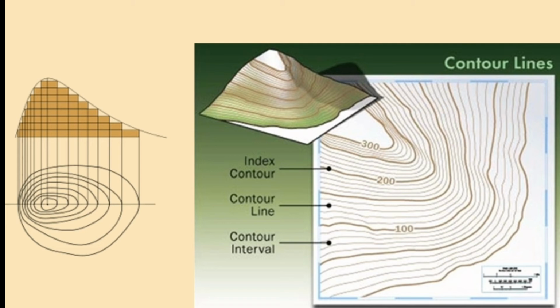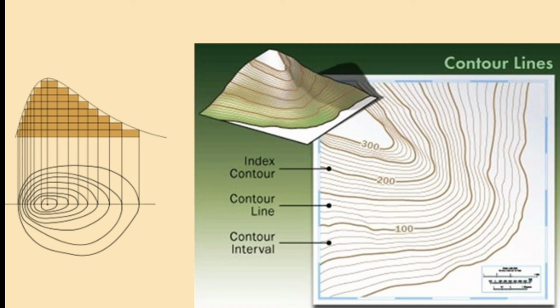If the land has a steep slope, then the contour lines will be near to each other. If the slope of the land is gentle, gentle means not steep, then the contour lines will be quite far from each other. Once again, I'll explain, children.